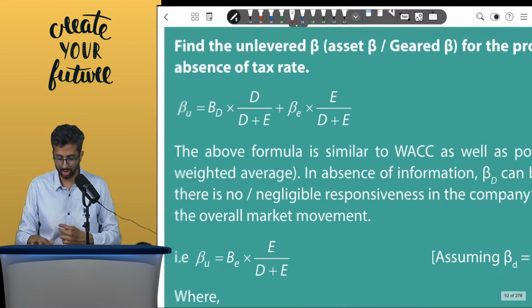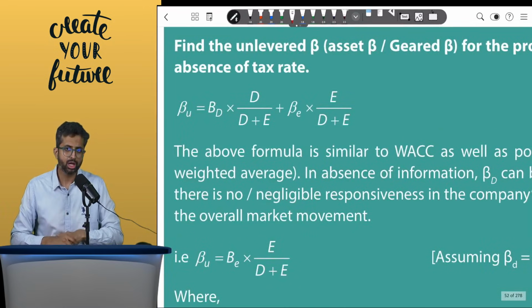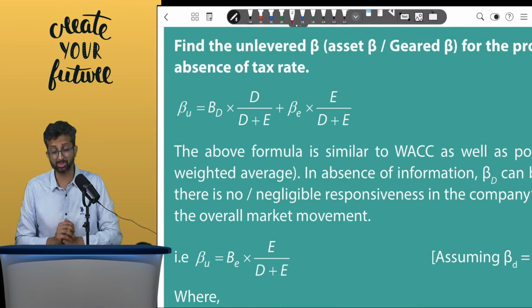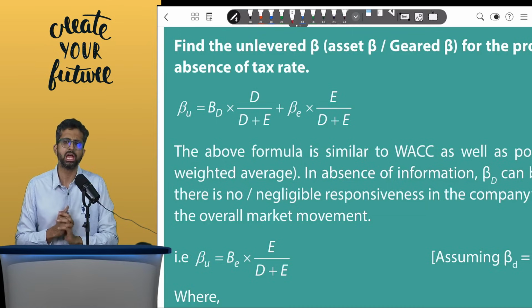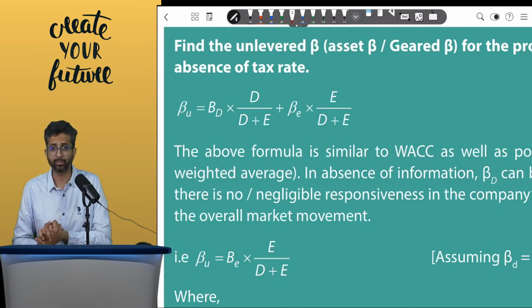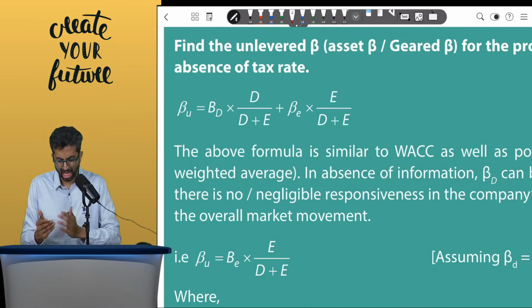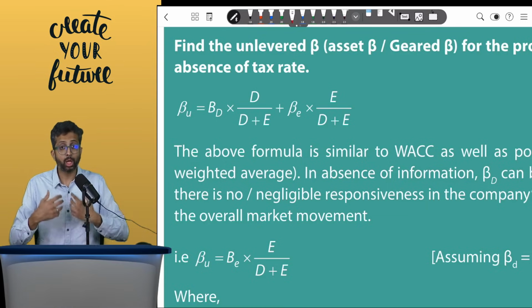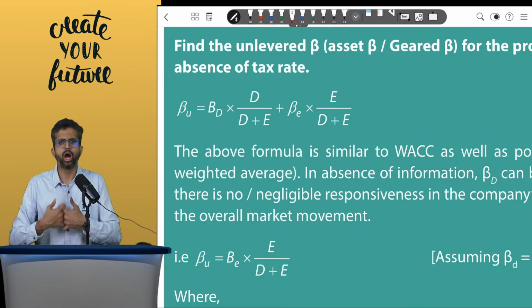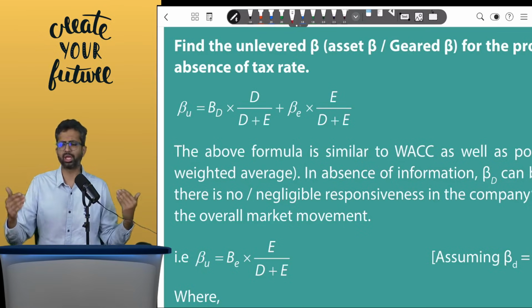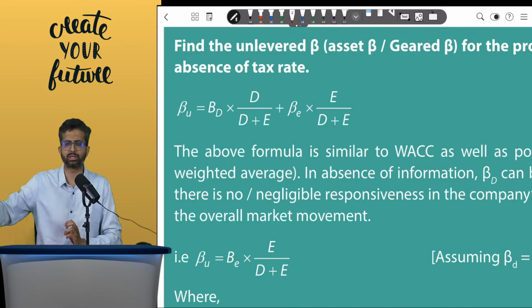While doing so, you will use this formula: beta unlevered, or asset beta, is the beta of debt of Britannia into the debt to (debt plus equity) ratio of Britannia, plus the beta of equity of Britannia into equity by (debt plus equity) of Britannia. Unless otherwise given, the beta of debt is taken to be 0 because debt is virtually risk free, and hence you will find the asset beta. Now this represents the operating risk of the biscuit industry, which is the same for Britannia and Parle, and hence you will assume that the asset beta remains the same.